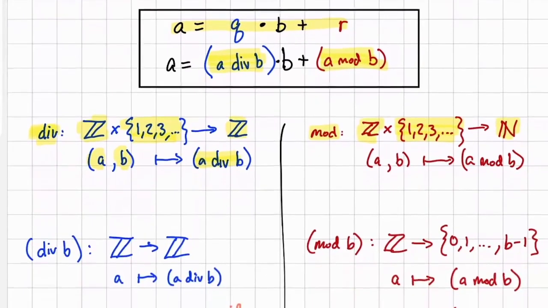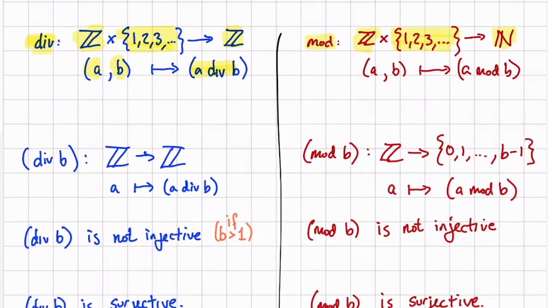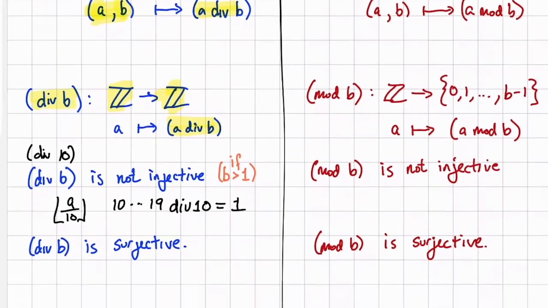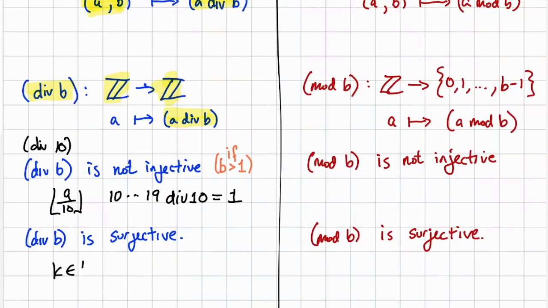It's a little bit more natural to think about these functions as div b and mod b. So while div takes in two numbers, div b would be a function that starts off with an integer and then calculates a div b, which would be an integer itself. So for instance, if b is equal to 10, then the div 10 function takes the floor of a over 10. This function is not an injective function because all the numbers between 10 and 19 all give 1 as the quotient when dividing by 10. This function is surjective because no matter what number k in the codomain we want to be the answer, b times k div b is equal to k.